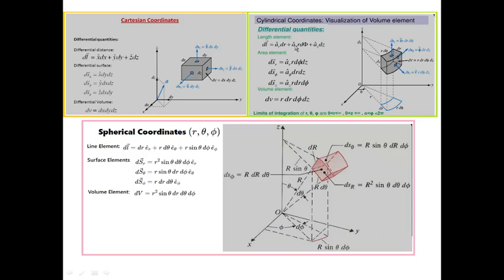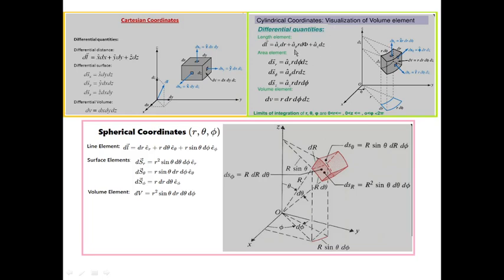That is a phi hat. A phi hat denotes the unit vector along the phi direction, plus dz along the z direction, where the unit vector along z is represented as z hat. Hat indicates the unit vector. So this is the elemental length in the cylindrical coordinate system.